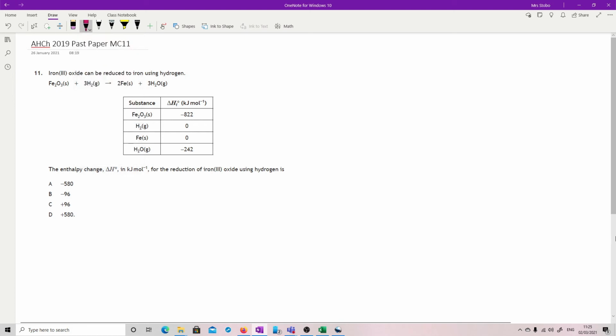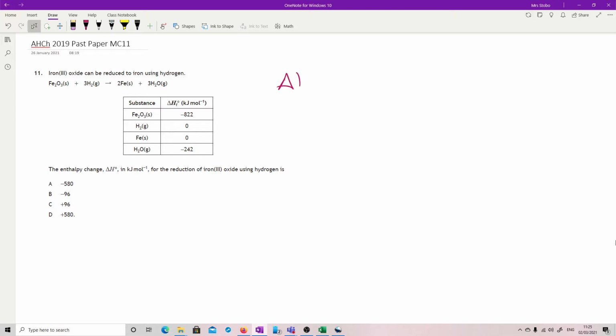Question 11, we have iron(III) oxide that can be reduced to iron using hydrogen. We have our equation and we've got the delta HF. What is the enthalpy change, delta H naught, in kilojoules per mole for the reduction of iron(III) oxide using hydrogen? So we are going to use the equation which you're going to lift straight from your data book.